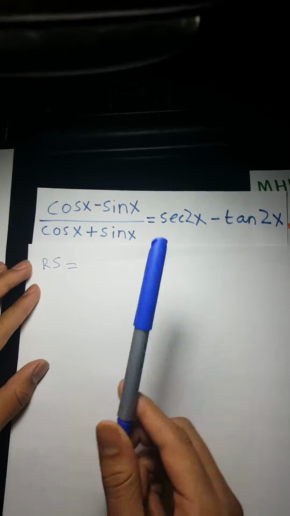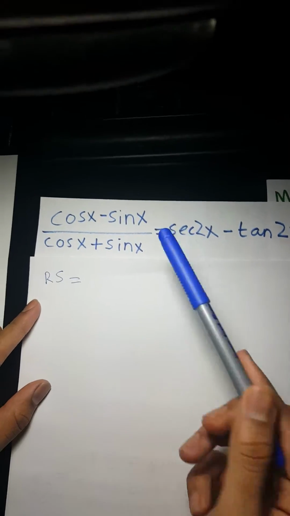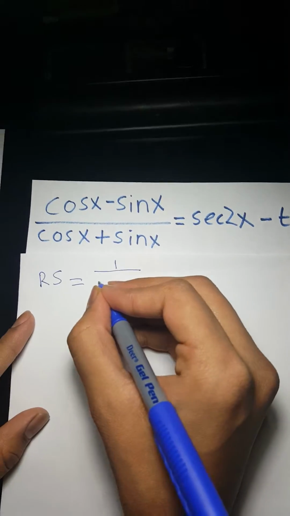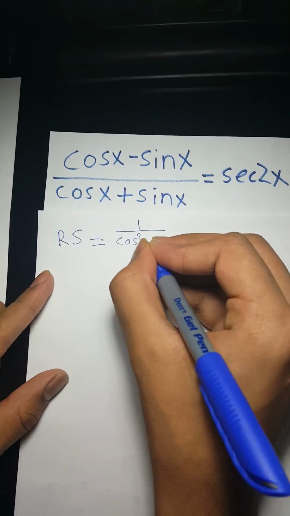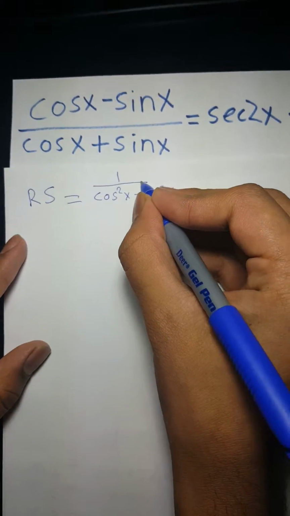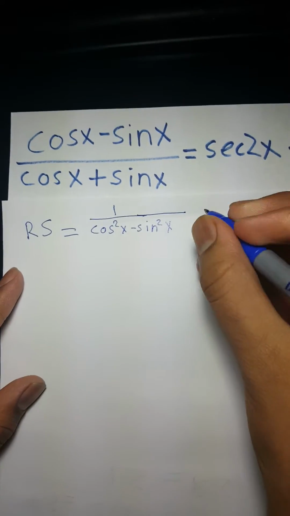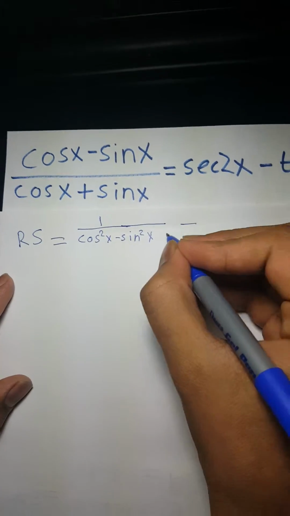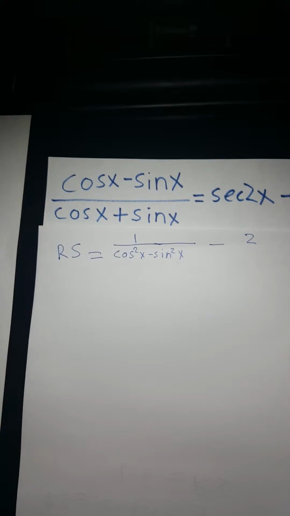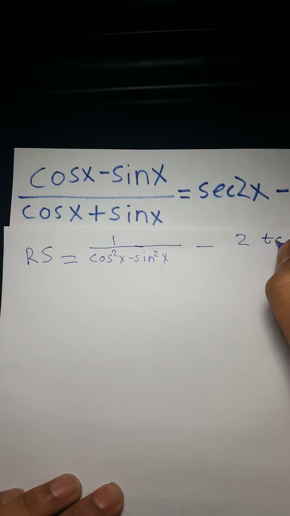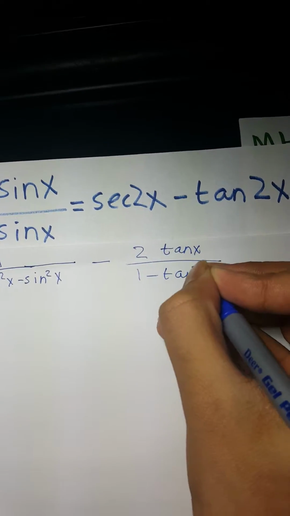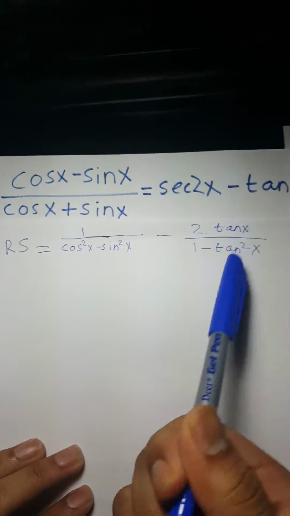So the right side would equal, as you can see, that secant is just the reciprocal of cos. So the secant of 2x would just be 1 over cos squared x minus sin squared x. So again, these are things we know. It's just a little tricky that they use a secant instead of a cos. So you do minus 2 times the tan of x over 1 minus tan squared x. So this is just expanding this out.